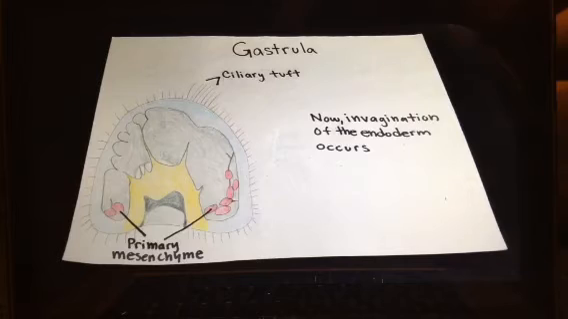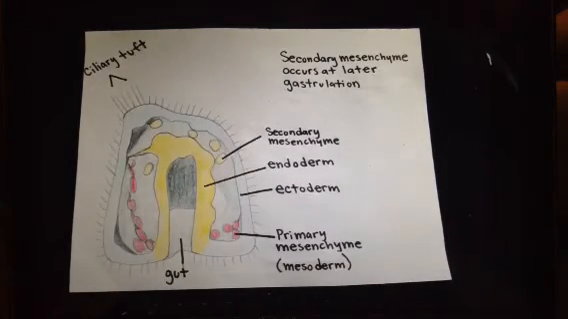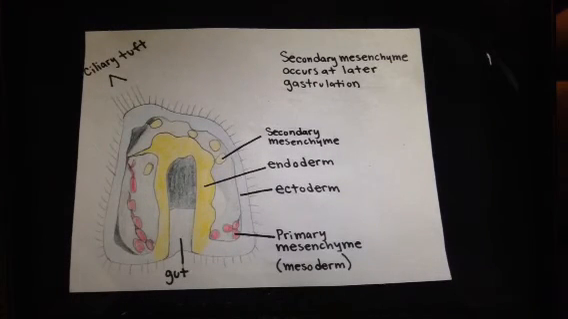Gastrula. Now invagination of the endoderm occurs. Secondary mesenchyme occurs at later gastrulation. Here you see the ciliary tuft, the secondary mesenchyme in yellow, the endoderm, ectoderm, primary mesenchyme which was once the mesoderm, and the gut.